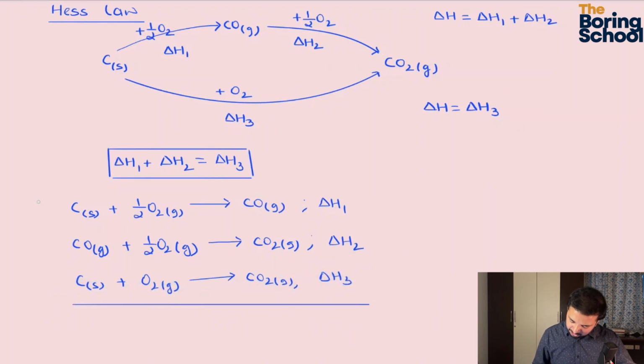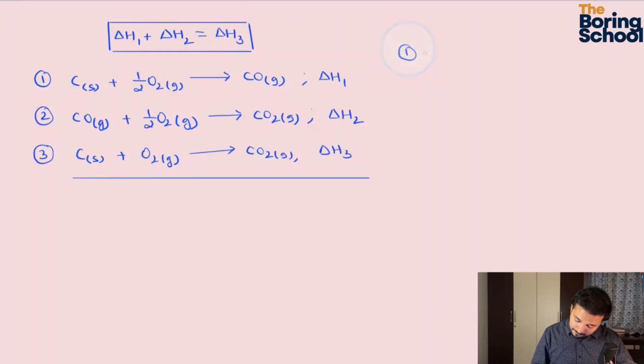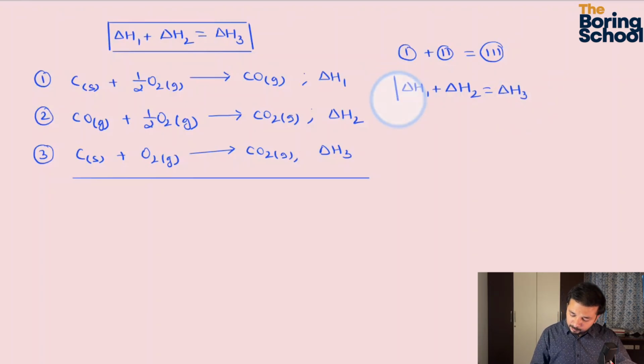Now, if we name these reactions as reaction 1, reaction 2, and reaction 3, we will notice that reaction 1 plus reaction 2 gives us reaction 3. If you notice carefully, when I add reaction 1 and reaction 2, carbon monoxide cancels out and we get the third reaction. And we have also seen that delta H1 plus delta H2 is equal to delta H3. So from these two, what can we conclude?